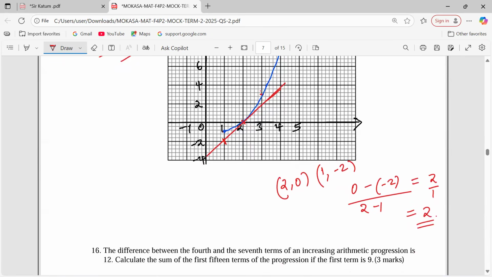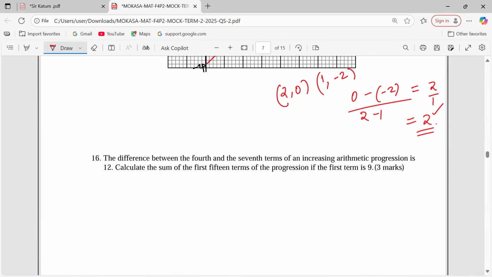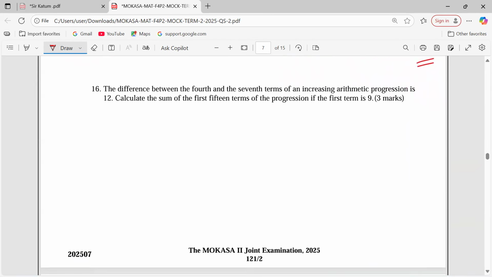And from our graph, that means we have drawn our tangent very accurately, we are also getting 2. So that is how we can compare the two. Very well calculated. Look at number 16.